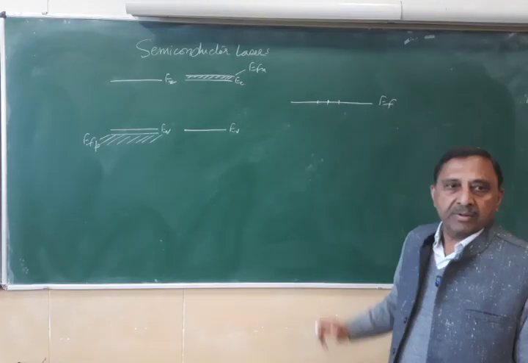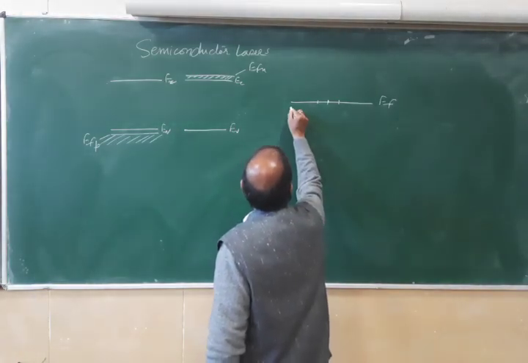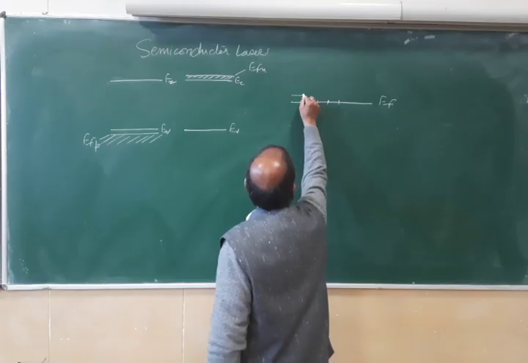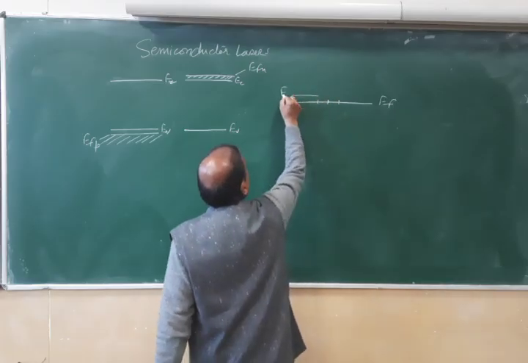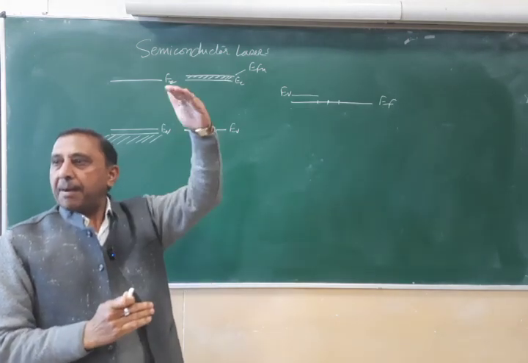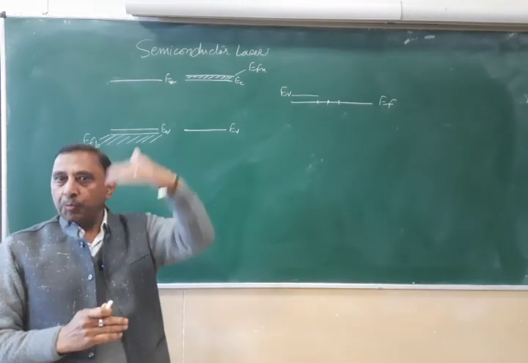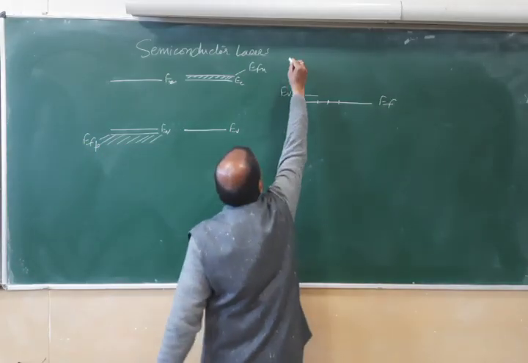So, this is EF, the P type Fermi level. EV should be here, and EC should be EG up. EC कहाँ जाएगा? EG ऊपर. Okay. You draw EG.